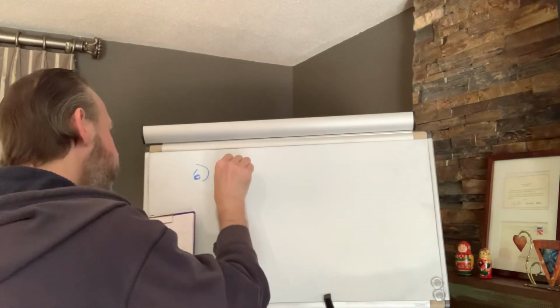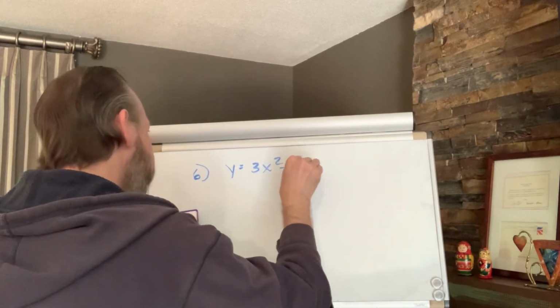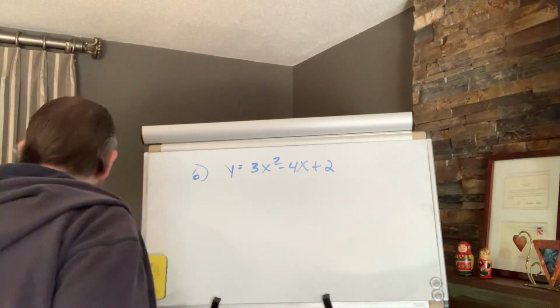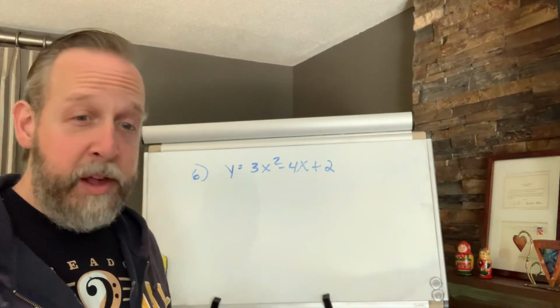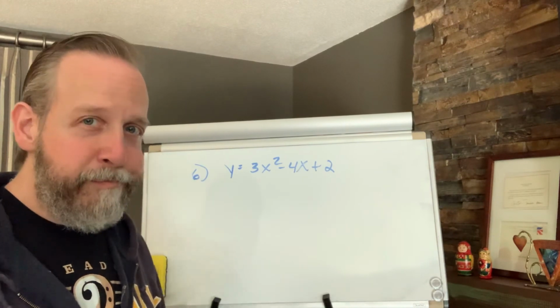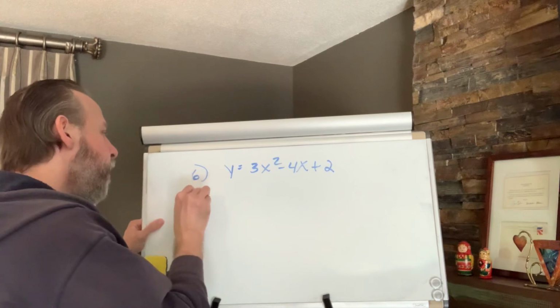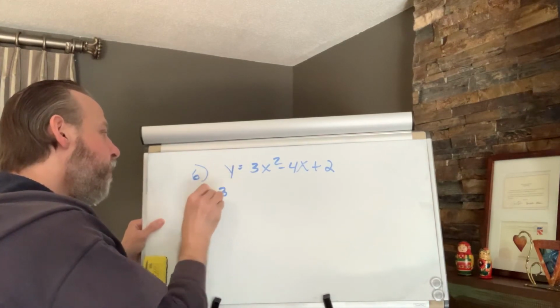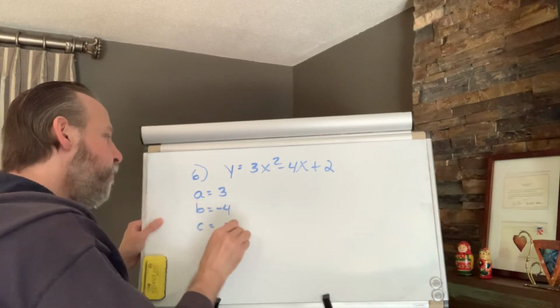Number 6, y equals 3x squared minus 4x plus 2. Again, pause the video and solve. Play when you're ready and go. Here we are again. A, B, C. A is the number 3. B is -4, and C is 2.